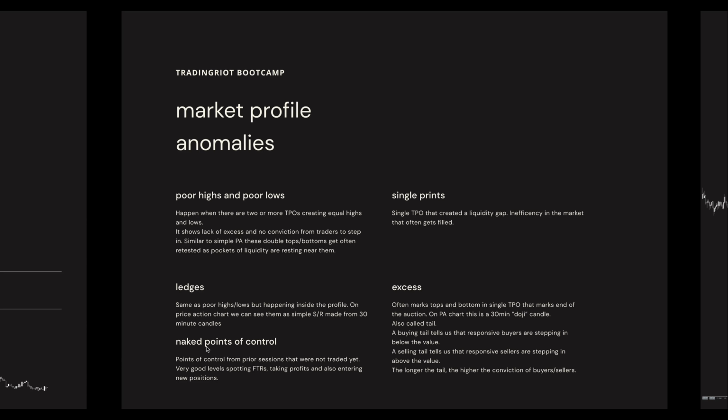So these excess candles are just these long wicked failed swings basically. The single prints, the single TPO that created a liquidity gap, an inefficiency in the market that often gets filled. I hope you start seeing how all these things are kind of sitting together, you know, the liquidity gap, the excess, the poor structures.